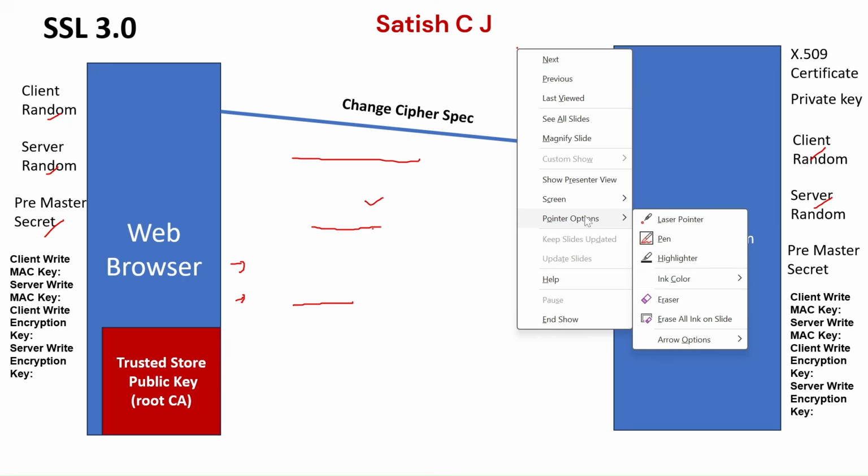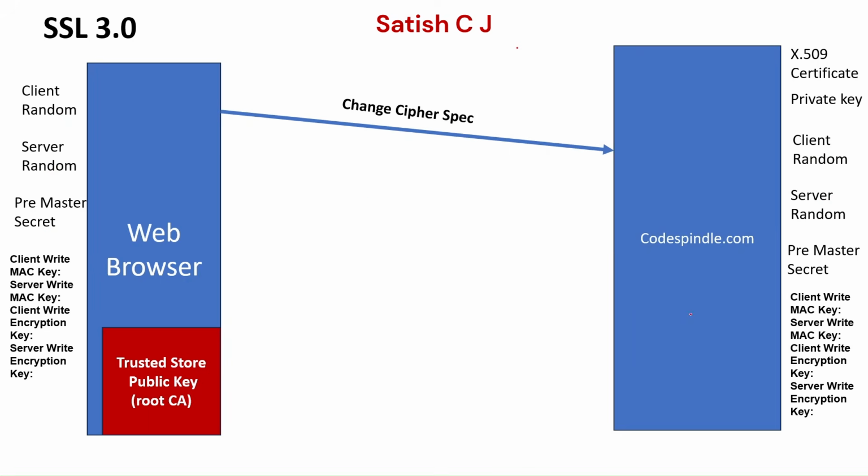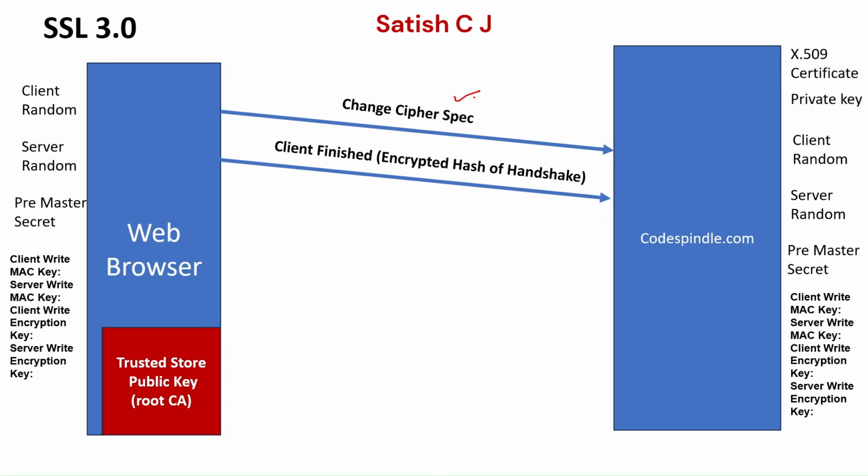Let me erase the ink on the slide. So after this, a change cipherspec message goes from the client to the server, indicating that from now on every message will be encrypted and sent, and a client finished message is sent.